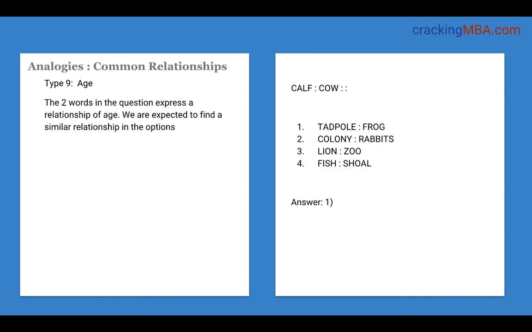Next is age. So we're given a question in which an age kind of relationship is expressed. So for example, the young of a cow is a calf. Similarly, what are the other relationships existing here? If we see all the others, they're pretty much like a group, but tadpole is to frog is the best option.